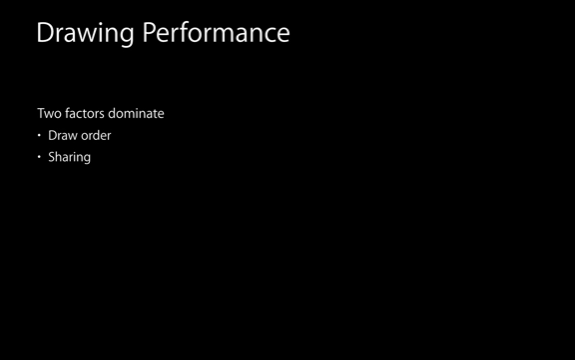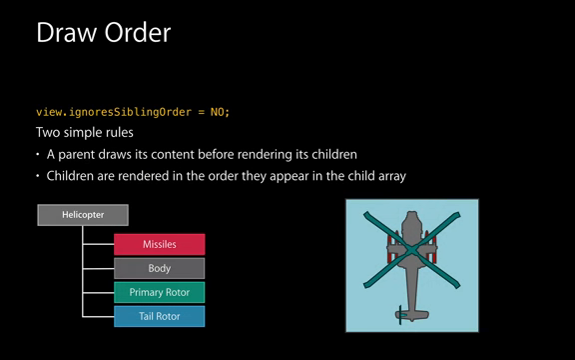Now, SpriteKit has, by default, a sibling order draw rule, which implements the standard painter's algorithm. There's two rules. The parent draws first, then it recurses down and draws the children, and then their children, and so on as it goes. And children are rendered in the order that they appear in the child array.